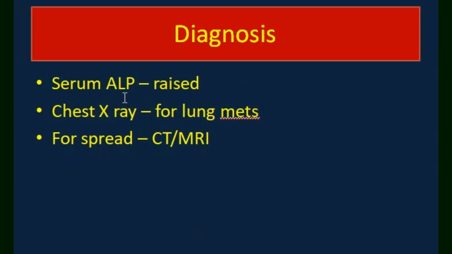Other investigations that we can do are serum alkaline phosphatase, which is going to be raised. Then we can do a chest x-ray for lung metastasis, since in osteosarcoma the primary site for spread is lungs. And then for spread to other parts around the tumor, we can do a CT or an MRI.